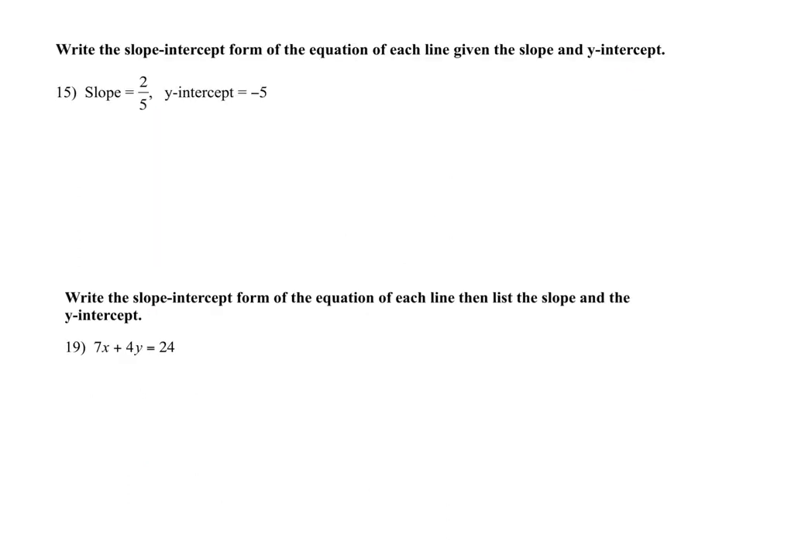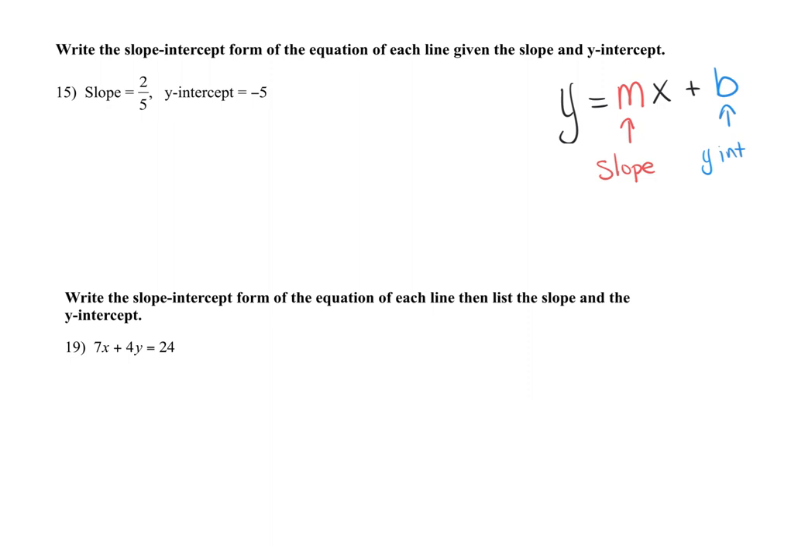This next page deals with slope-intercept form of a line. So if you recall, slope-intercept form is y equals mx plus b. Remember, your m represents your slope. Your b represents your y-intercept. Your x and y stay variables, okay?